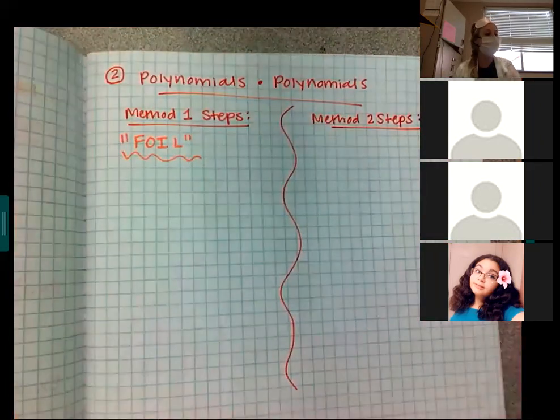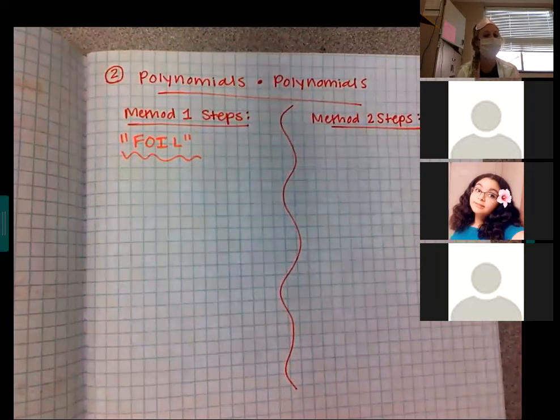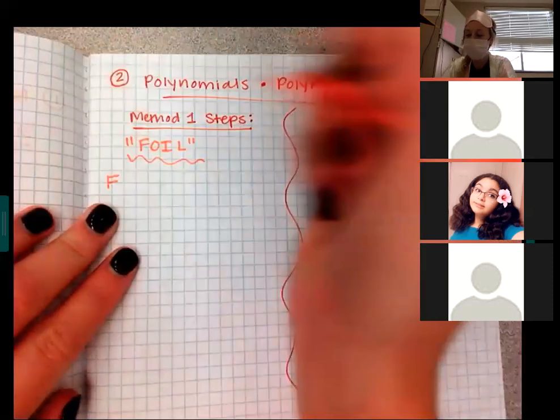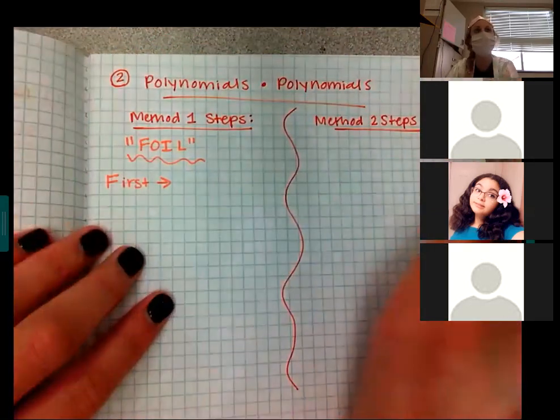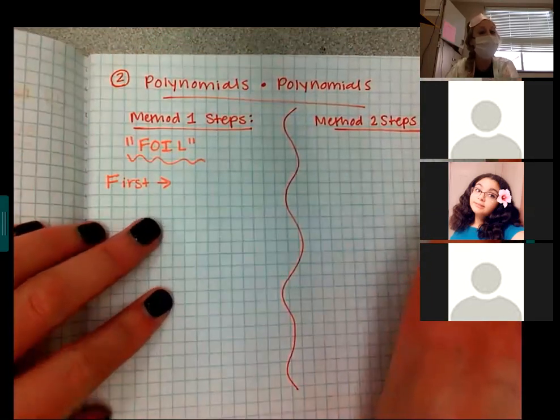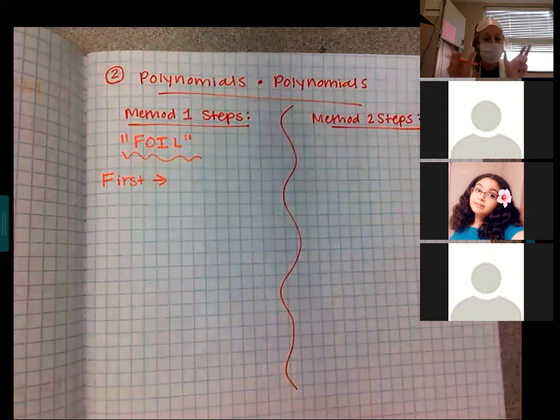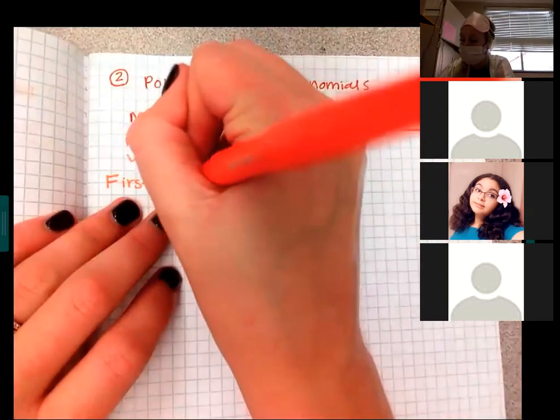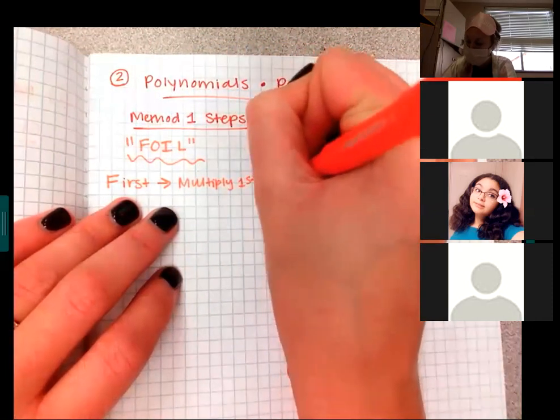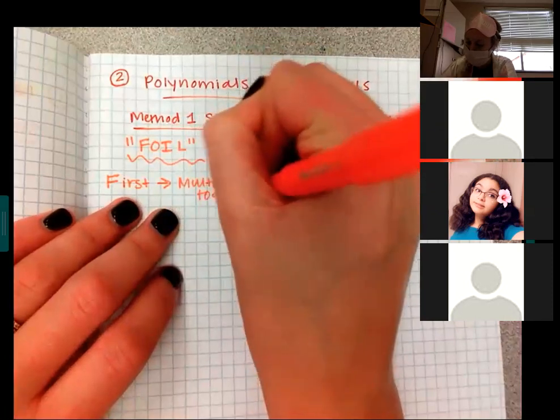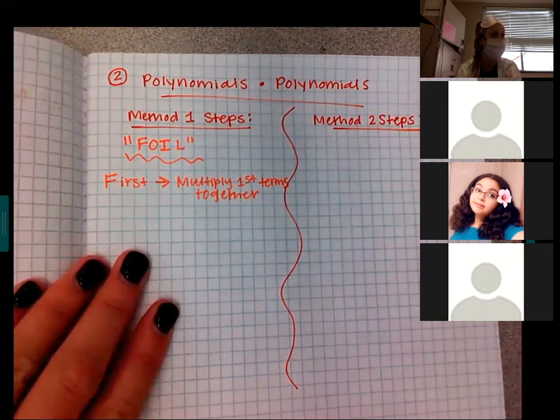It's called FOIL. I'll tell you why. The F stands for first. So what you're going to do when you're multiplying polynomials by polynomials, which means each one has more than one term, you're going to multiply the first terms together. Everybody okay with the F?